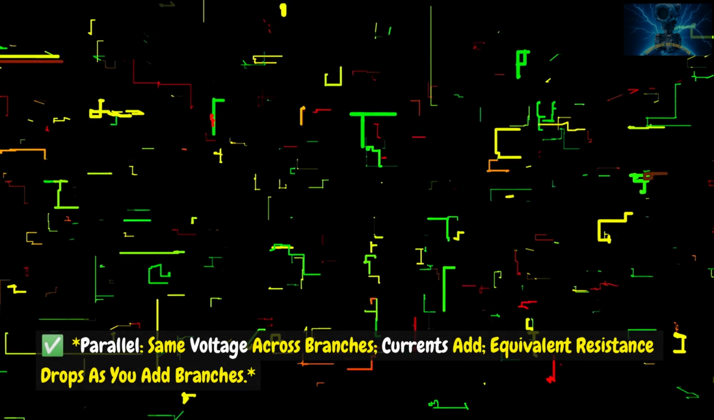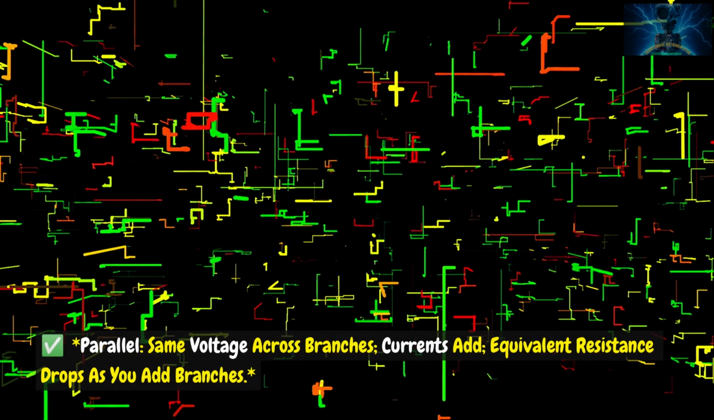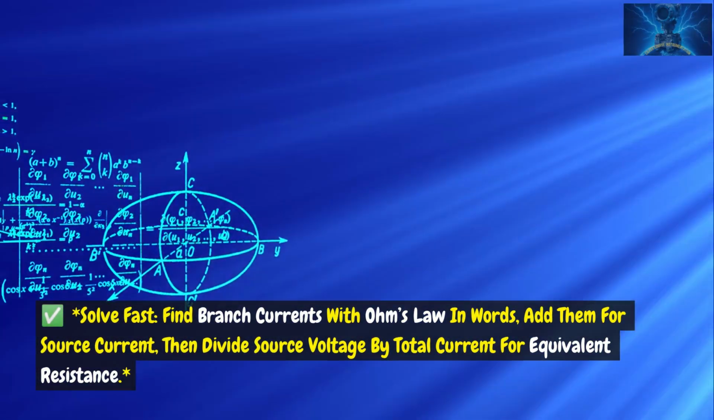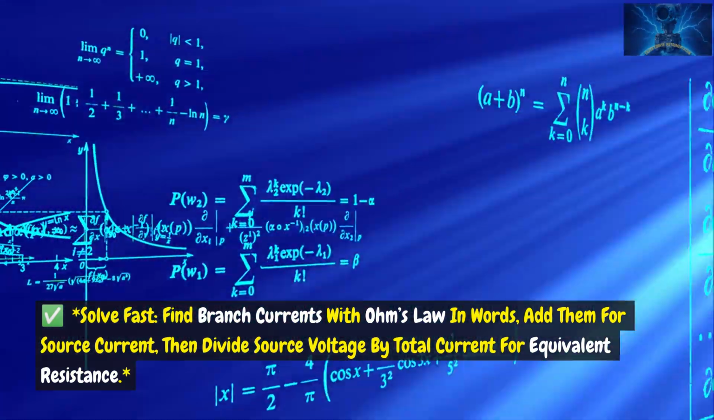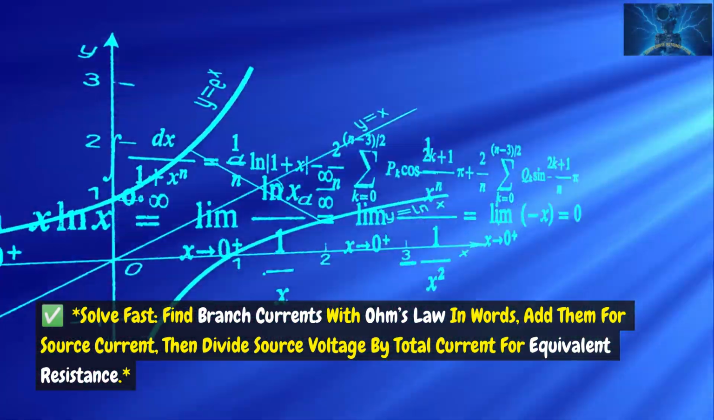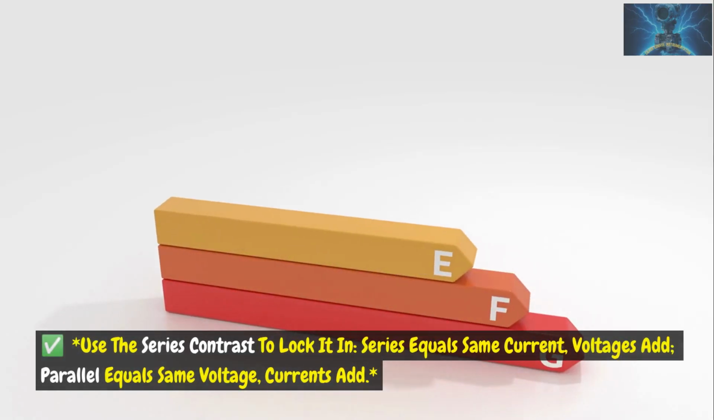Quick recap for retention. Parallel: same voltage across branches. Currents add. Equivalent resistance drops as you add branches. Solve fast. Find branch currents with Ohm's law in words. Add them for source current. Then divide source voltage by total current for equivalent resistance. Use the series contrast to lock it in.